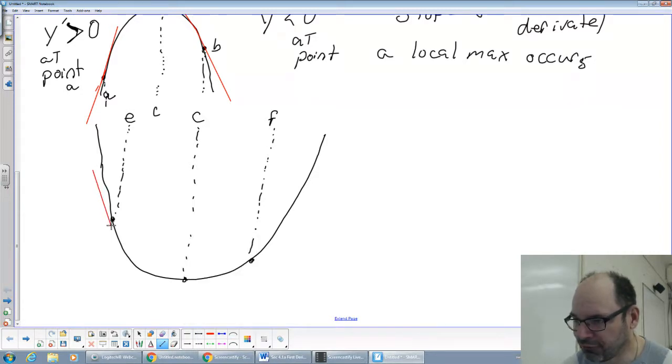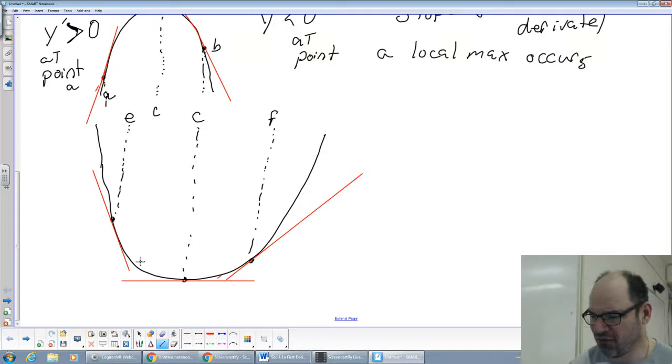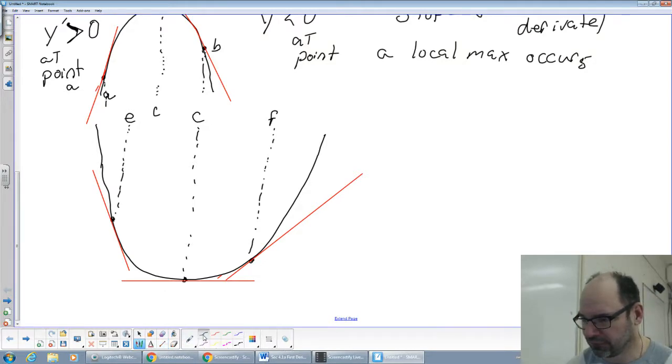here we have, look at that, negative slope there, 0 slope there, positive slope here. Gotta line it up here. So we see that in this case we have the exact opposite. Here y prime is equal to 0 at C again, so that's a critical number.